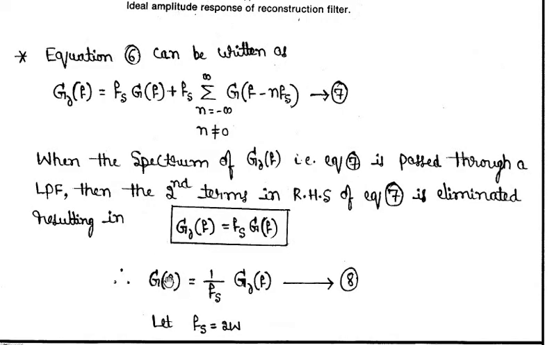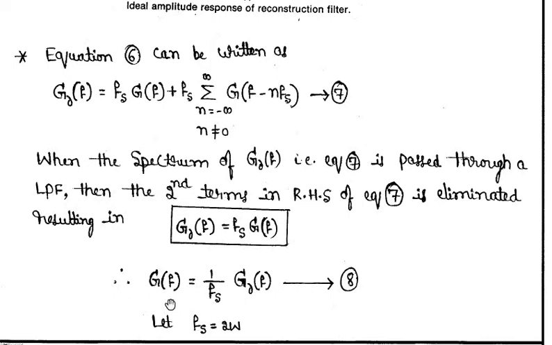Now only getting G of f is not going to be sufficient to obtain the expression for the interpolation formula. We also should know what is G delta of f. And here if you observe, fs is given as 2W. So in the equation when we derive the interpolation formula, we need to substitute fs equals 2W, that is twice the highest message signal frequency. Here what we are considering is an ideal sampling condition.